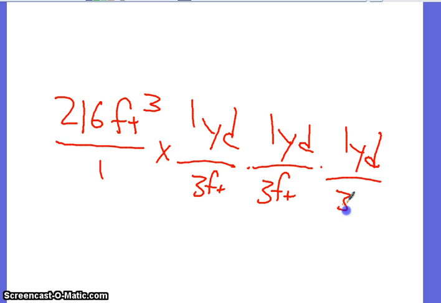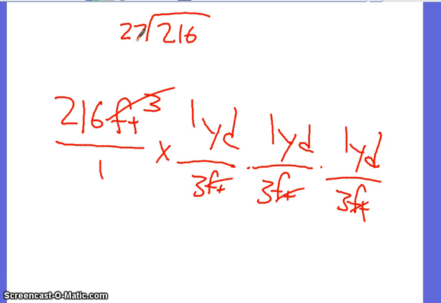That's a lot of times, I know. But what's 3 times 3 times 3? 27. So I'm going to do 216 divided by 27. What do I get? Give me a guess. What number times 7 gives you a number that ends in 6? Try 8. It is 8. See how we just came up with a logical guess? I just proved it. So 8 cubic yards.